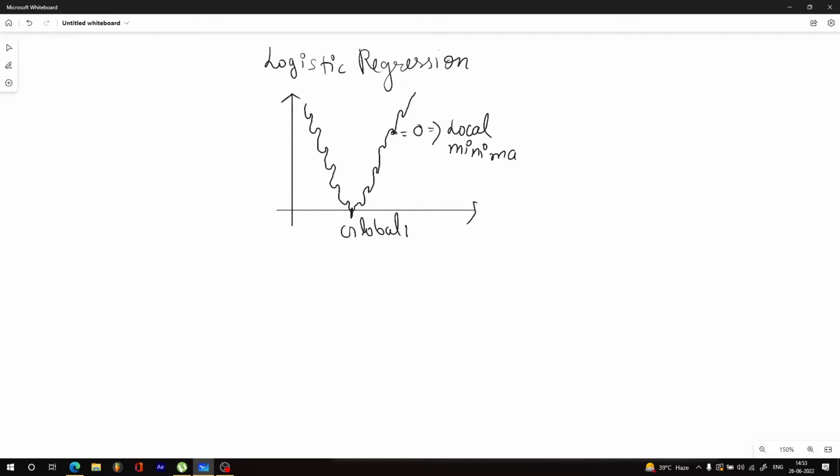But the problem here is, how will we be able to understand if we are getting so many local minima? We need to simplify this. So to simplify this, what we do is make this curve simple.